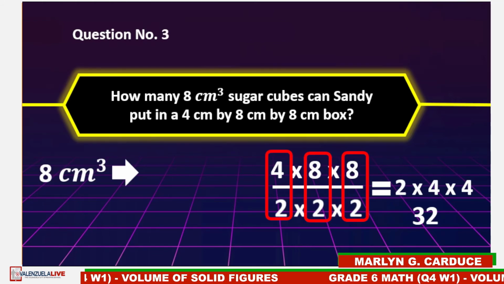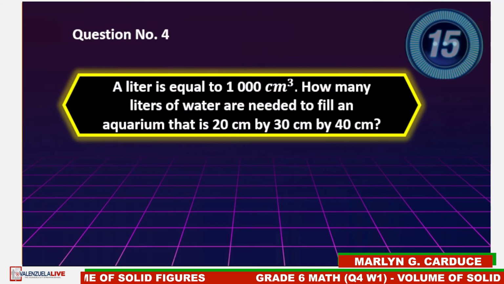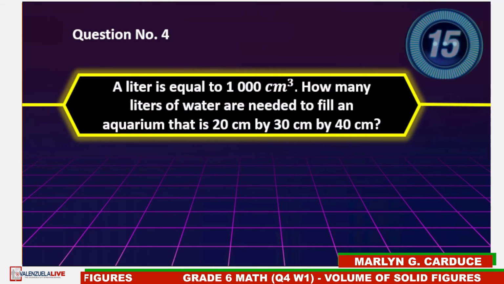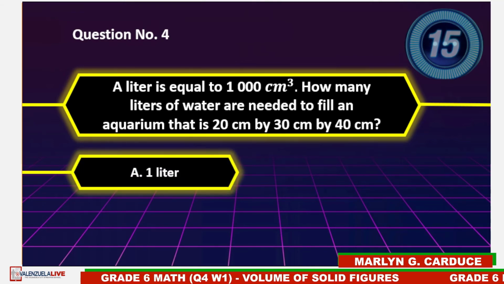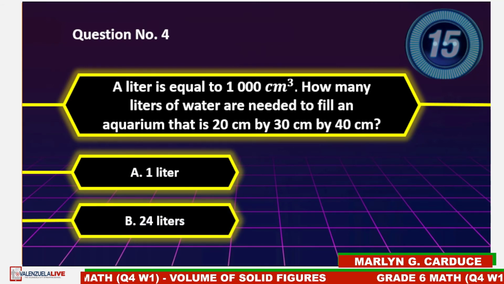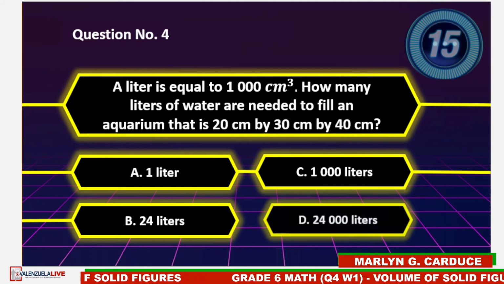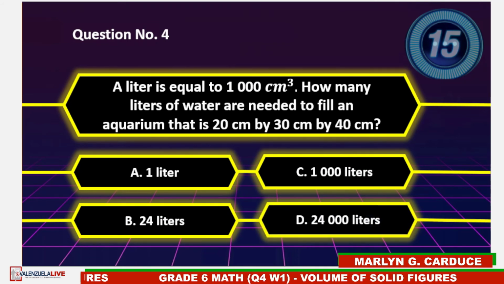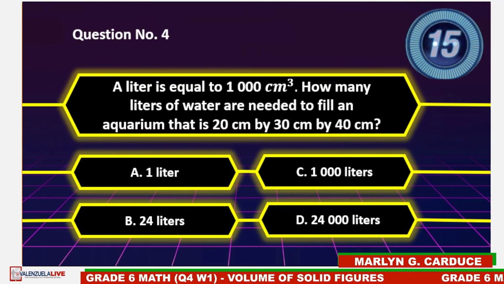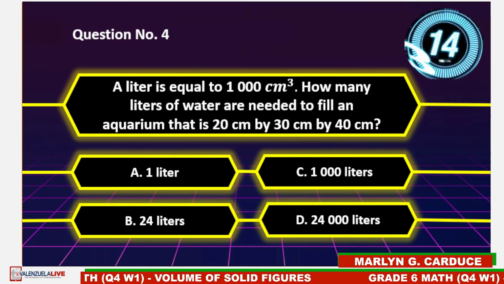Okay, for the fourth question, a liter is equal to 1,000 cubic centimeters. How many liters of water are needed to fill an aquarium that is 20 centimeters by 30 centimeters by 40 centimeters? Is it letter A, 1 liter, letter B, 24 liters, letter C, 1,000 liters, or letter D, 24,000 liters? Your 15 seconds starts now.